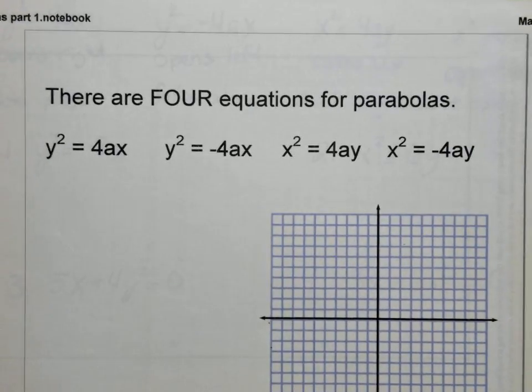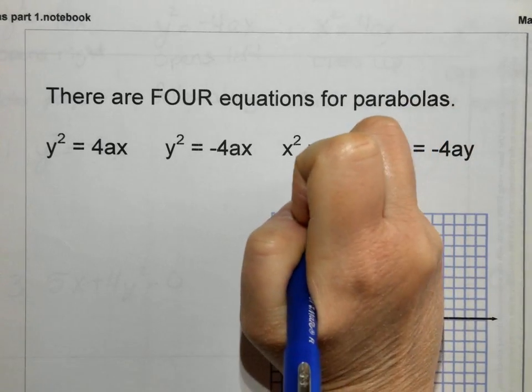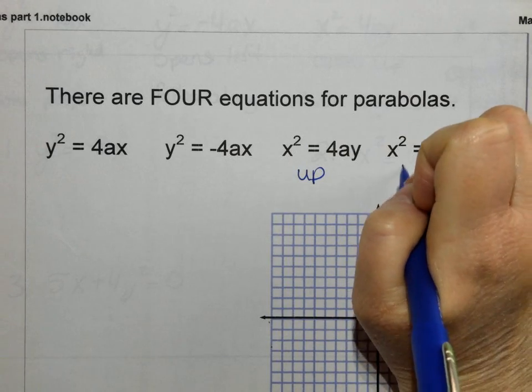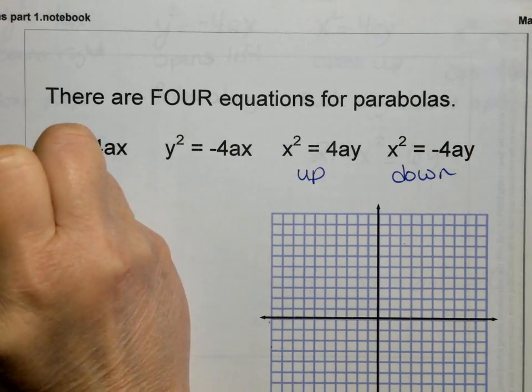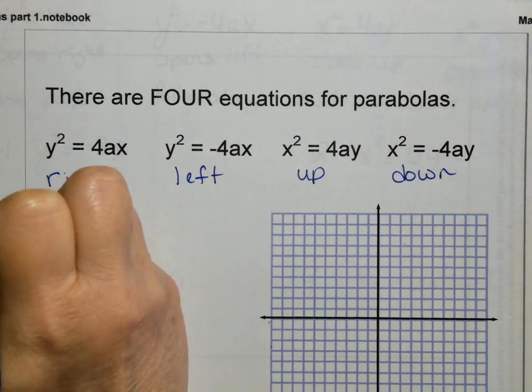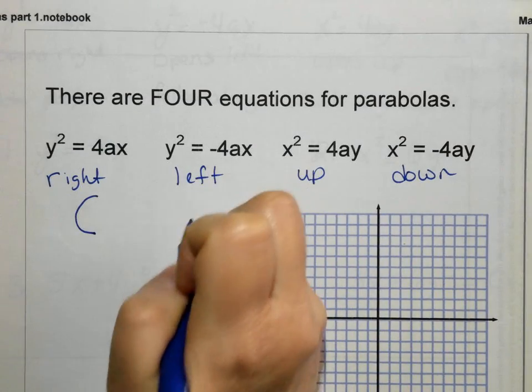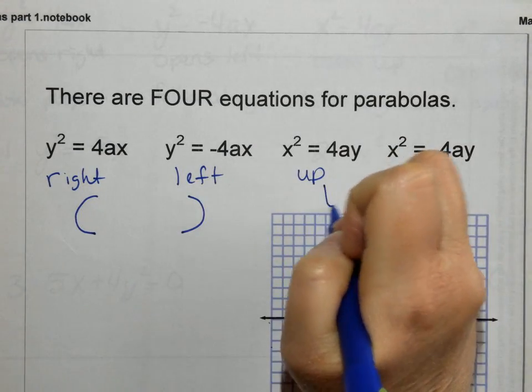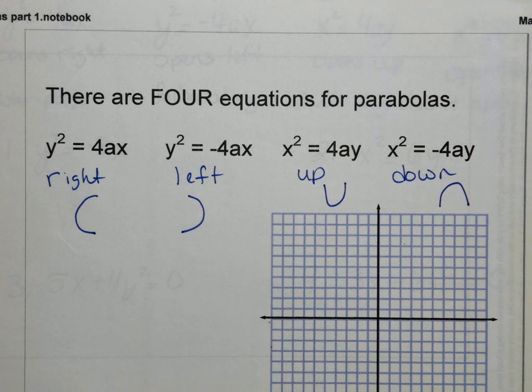Okay, there are 4 equations for the parabola. They are going to open up, down, left, and right. This one is going to open up, this one is going to open down, this one is going to open right, and this one is going to open left. If it opens to the right, it's going to go like this. If it opens left, it's going to go like this. Up is going to go like that, and down is going to go like that. So now you know what the 4 of them are going to look like. Okay, I'm going to pause here for just a second. I'll be right back.